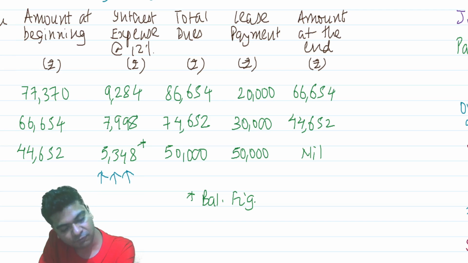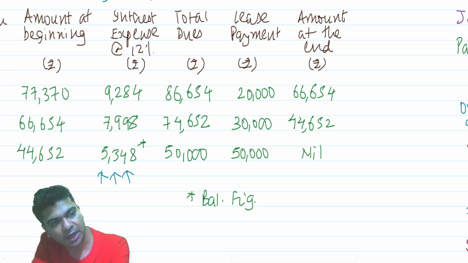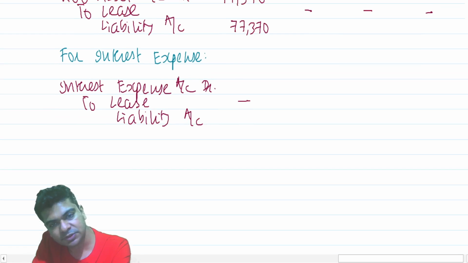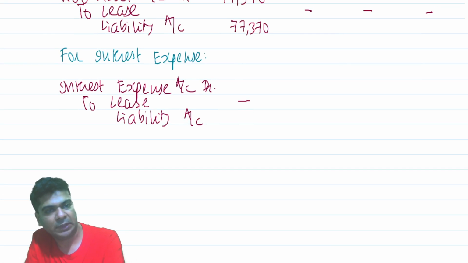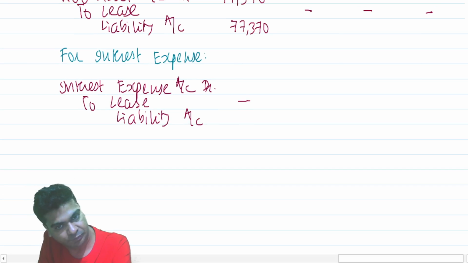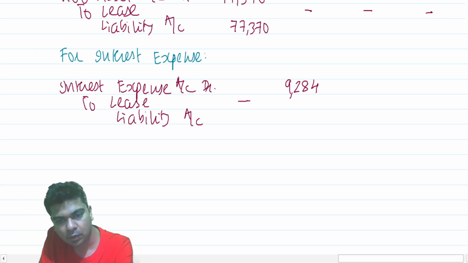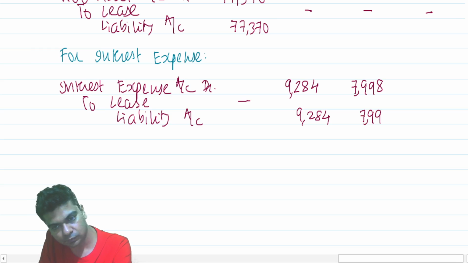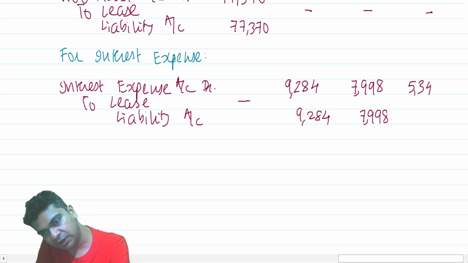So it is 9,284. I'll just put it down. 9,284, 7,998 and 5,348. So for interest expense, we start putting those amounts. 9,284, 7,998 and 5,348.